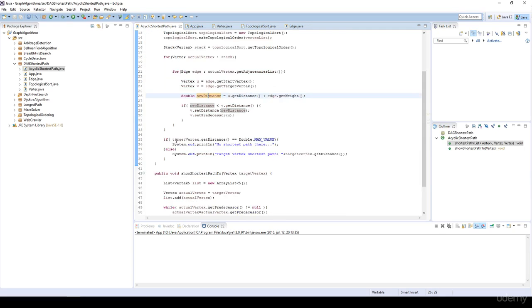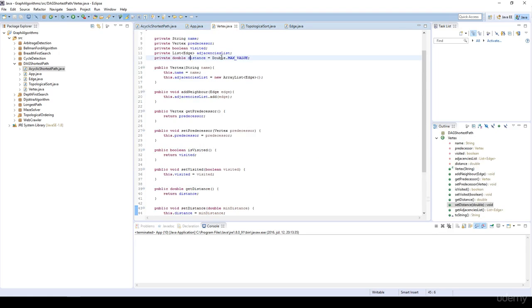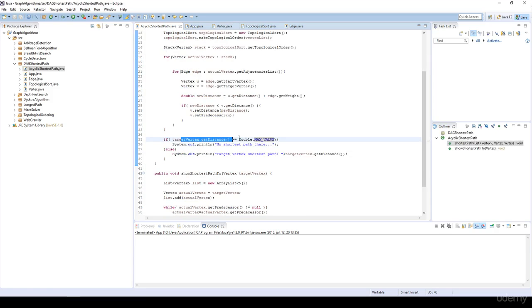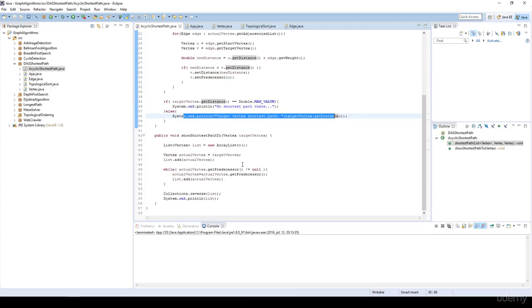Okay, and basically, if the target vertex distance has been updated so it is not double max value, which is the initial value because we have initialized it to be the maximum value. If this target vertex get distance is equal to the max value, we know that there is no shortest path to the target vertex. Otherwise, there's a shortest path with the target vertex get distance. So the algorithm was able to find a given solution.